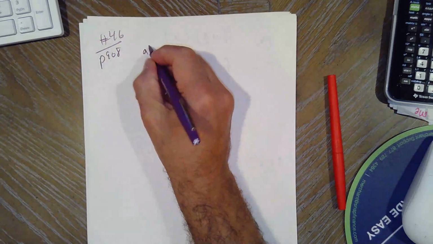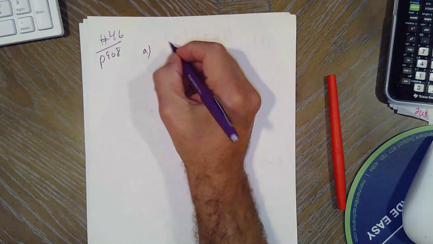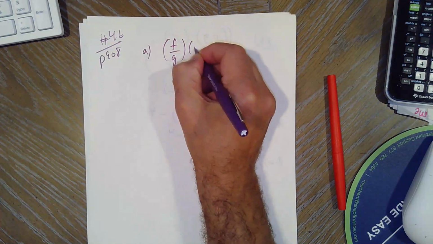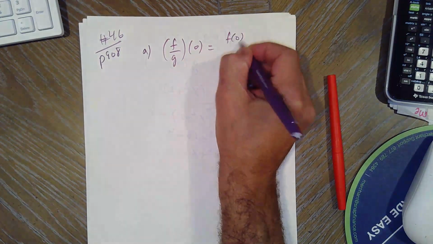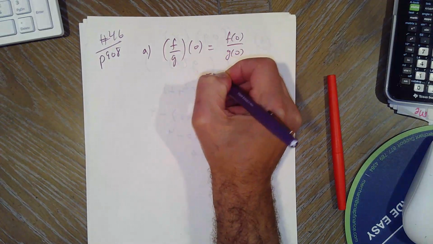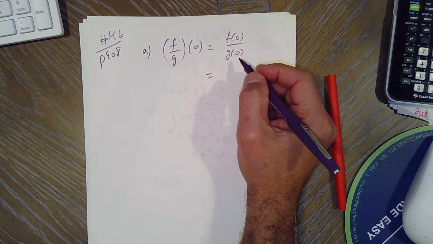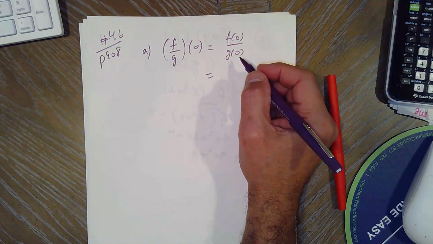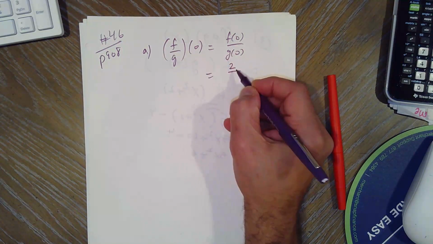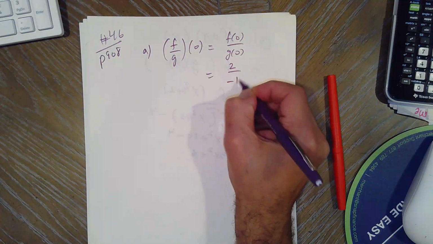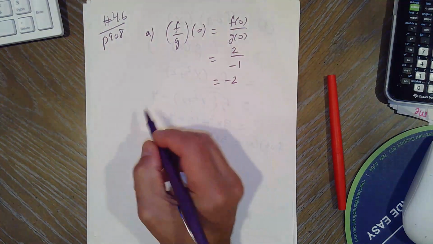Part A, if you look at the graph, you want to find f over g of 0, which is f of 0 over g of 0. If you look at the graph, f is the red graph and g is the blue graph. So f of 0 is 2. And the blue graph, g of 0 is negative 1, so 2 over negative 1 is negative 2.